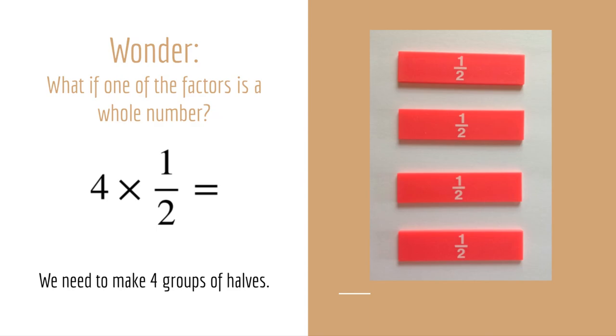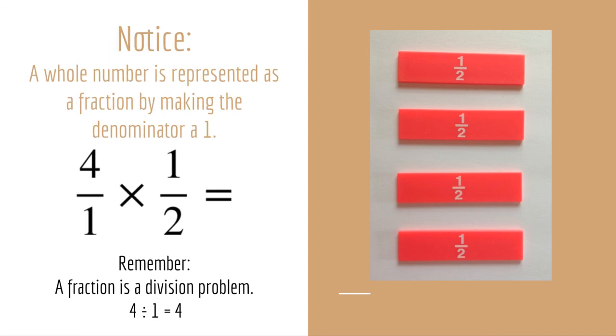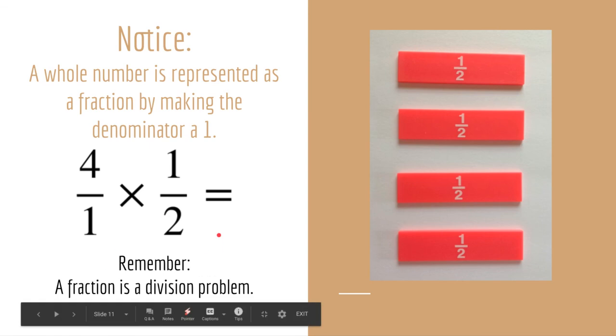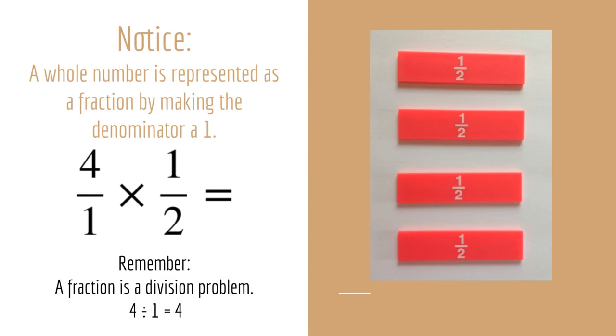Now, what if one of our factors is a whole number? For example, I have 4 times 1/2, which basically is 4 groups of halves. When we have a whole number, we can represent it as 4 over 1. And then we can multiply that times 1/2. So if you remember, a fraction is simply a division problem, and 4 divided by 1 is 4. So putting it over 1 is okay. We're allowed to do that. It's just representing it in a different form.